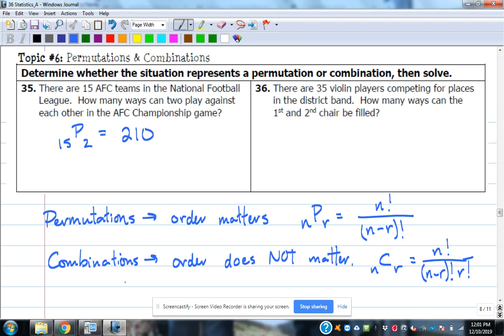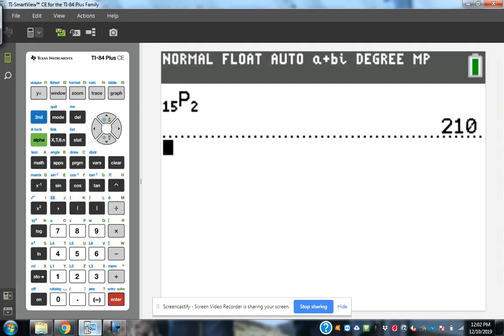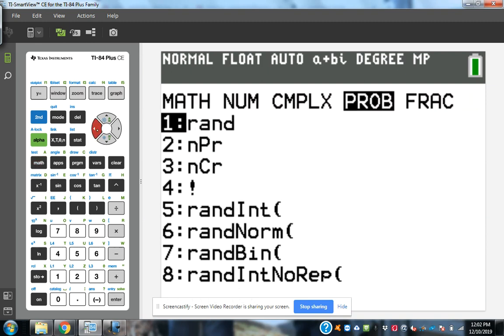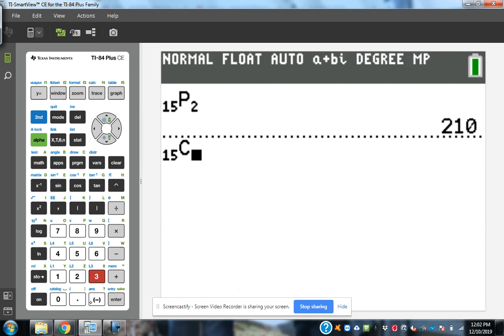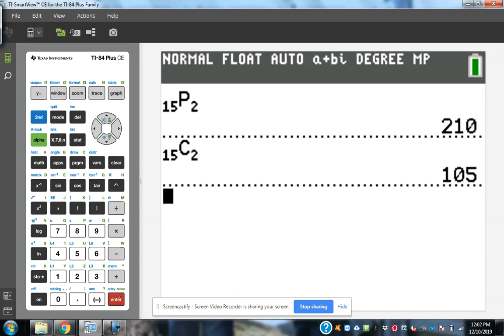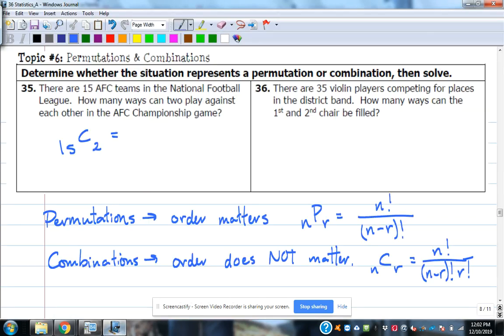Number 36, we did permutation. We're supposed to do combination. What was I thinking? Sorry about that, guys. My brain was thinking about number 36 already. Combination. Back up. 15, math, combination, 2. That should be much smaller. 105 ways. Half as many ways.